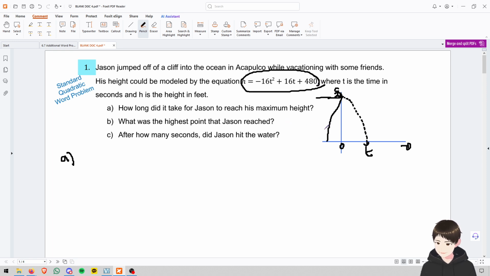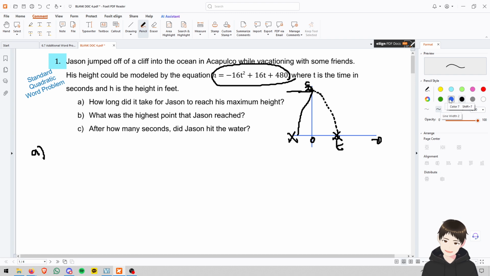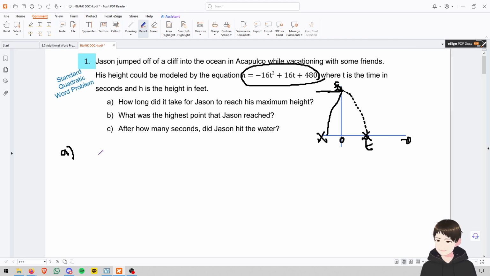A long way to do it is you can find the x-intercepts, find the axis of symmetry using that, and then plug in the x value to find the y value. Just because I want to exercise my skills, I am going to pretend we will complete the square. Let's use a different color pen, a blue. We have h equals negative 16t squared plus 16t plus 480.